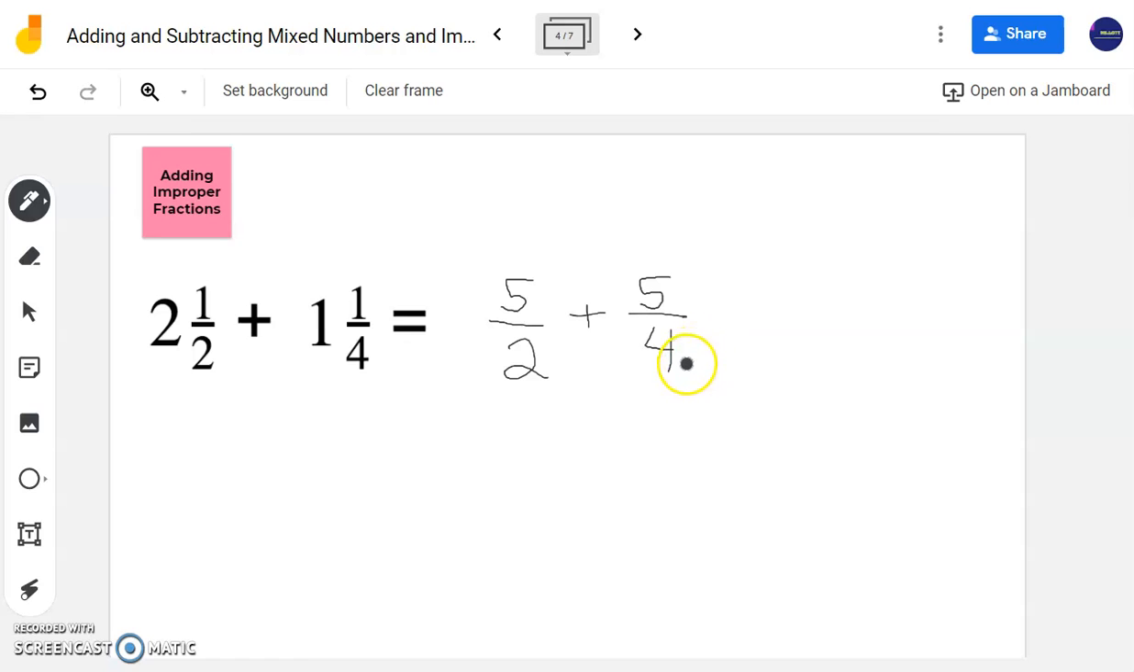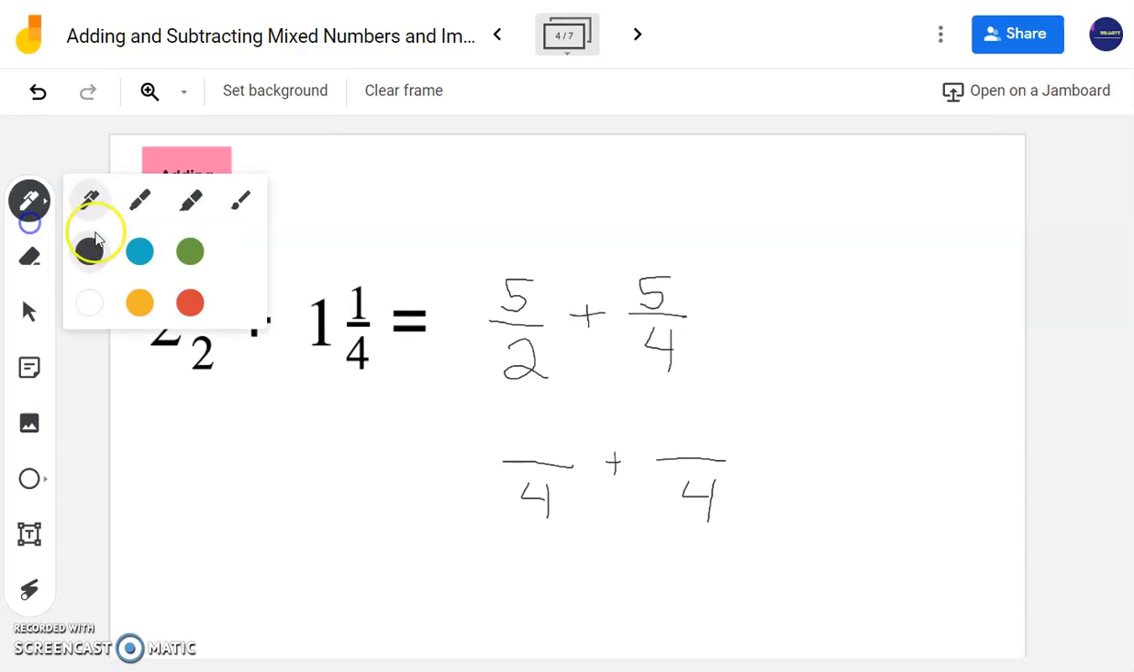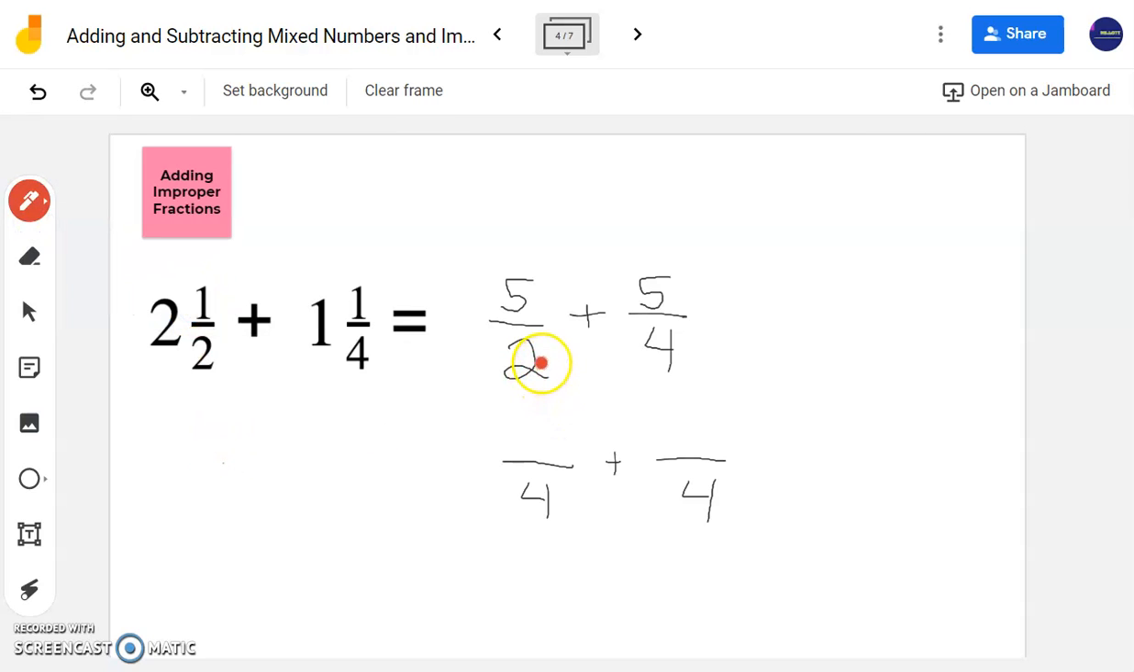Now, in the last problem, I set up my problem vertically. Some of you might prefer to set it up horizontally. So I'm going to do this horizontally. Now, even though we have improper fractions, we're going to do the same methods. I learned from the last 2 problems that 4 is in fact going to be my least common denominator. Now, let me do this in red here. So 2 times what number gives me 4 as my denominator? 2 times 2. If I multiply my denominator by 2, I do the same to my numerator.